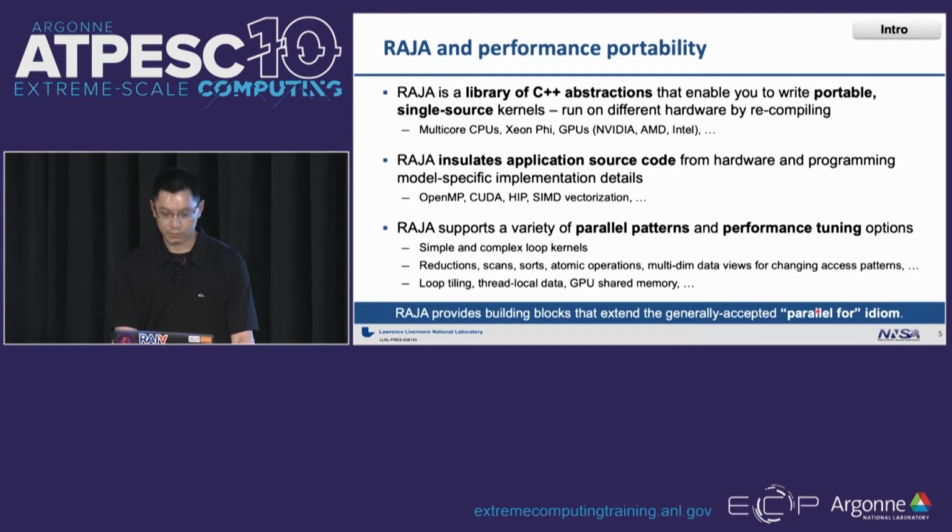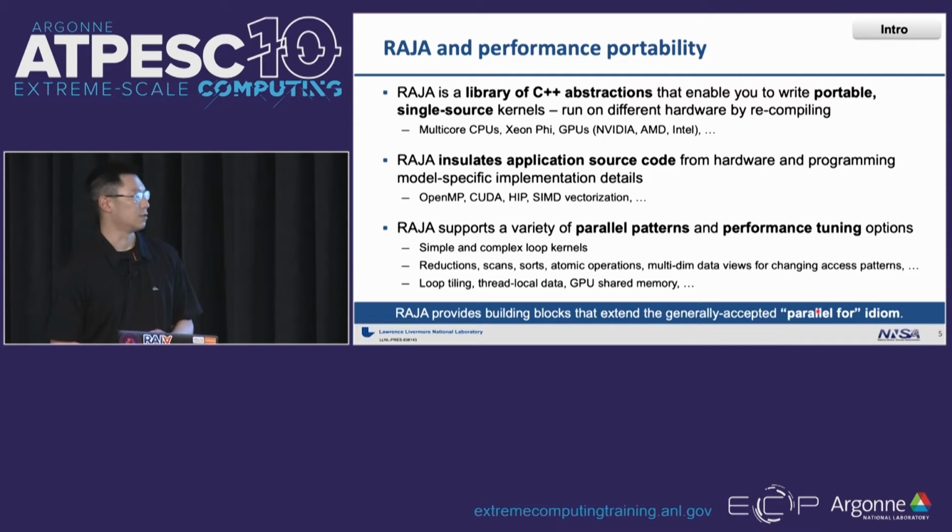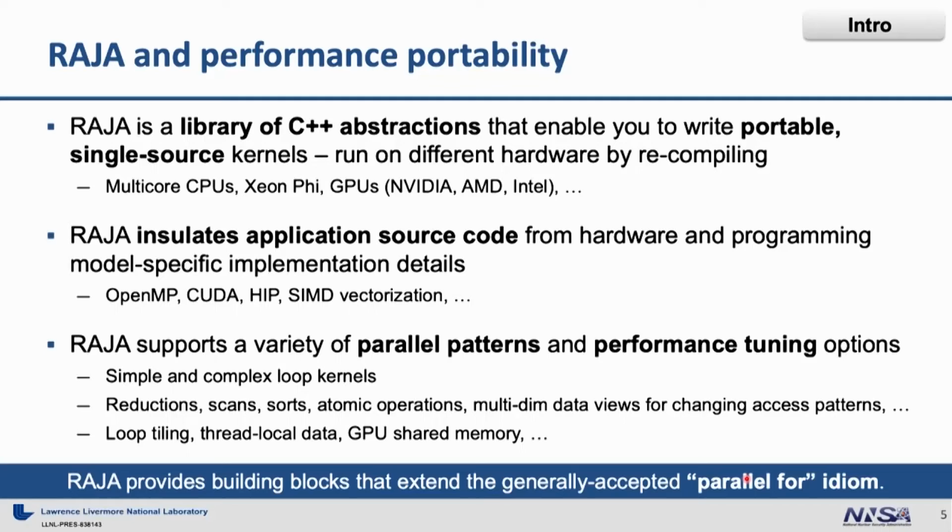Raja is a header library of C++ abstractions, right? And our goal is to help you write portable code that's single source. So your one source code with Raja can run on the CPU or the GPU, and you shouldn't have to tweak things too crazily to do that, right?